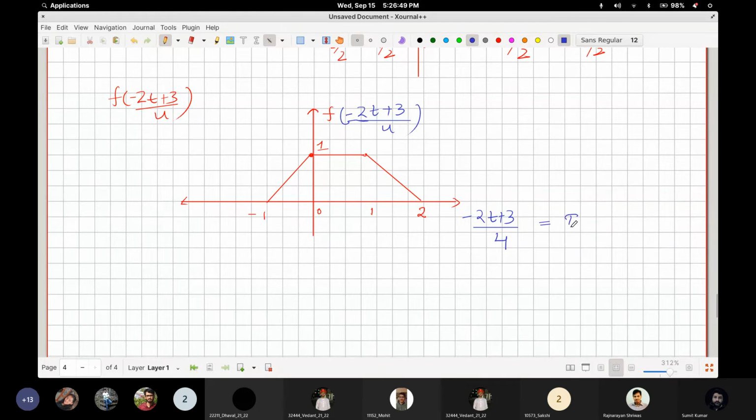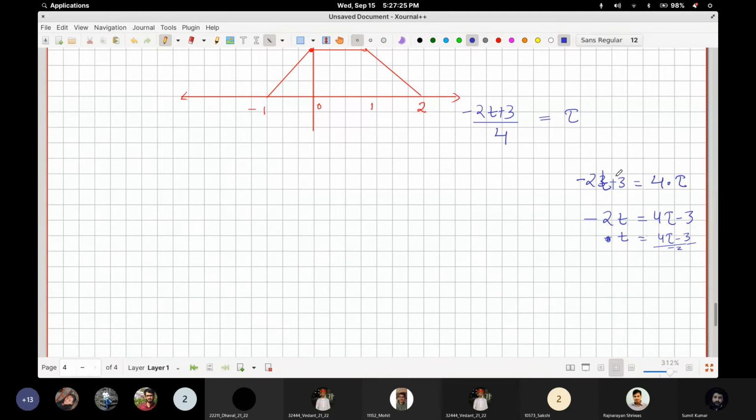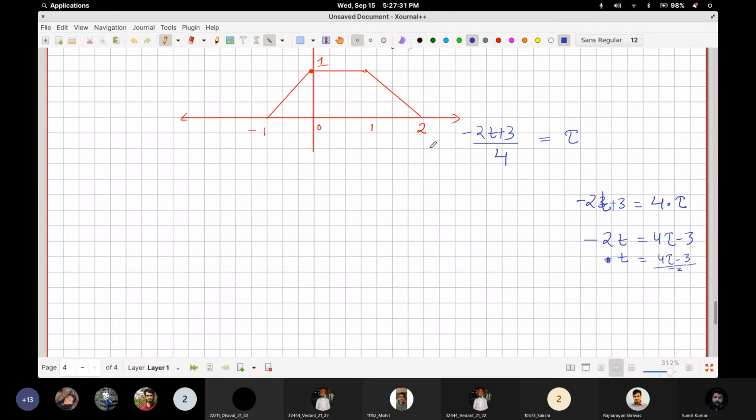So let me assume this as tau. So हम लोग वो equation कैसे solve करेंगे? We will first be getting minus 2t plus 3 and that will be equal to 4 times tau, and then after this is 2t, right? Then after that I will get minus 2t and it will be 4 times tau minus 3, and then after that I will be getting t, and I will be writing this 4 tau minus 3 divided by minus 2. Okay, so you can see what is the operation that we are doing. First we are multiplying time by 4. So इसमें क्या करेंगे हम लोग 4 से मल्टीप्लाई कर देंगे.